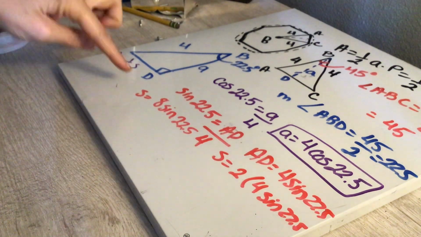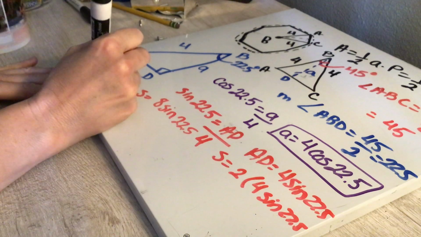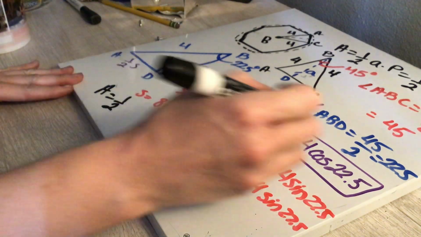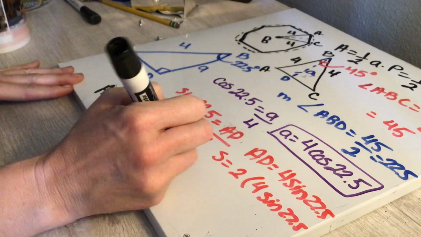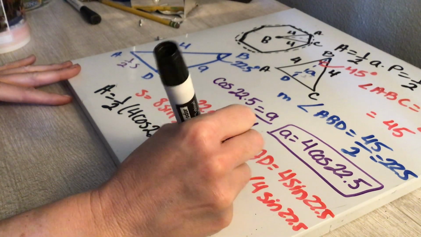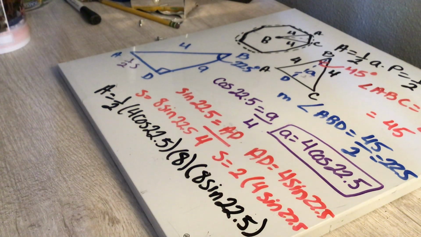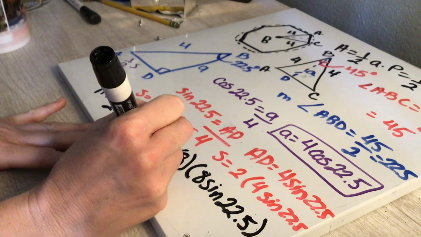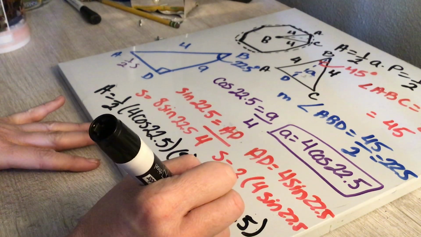Then we have our side, our apothem, and the number of sides. We can find the area. So the area is 1/2 times the apothem times the number of sides, which is 8, times a side length, which is 8 times the sine of 22.5. And then multiplying this out, we get the area is 45.28 square units.